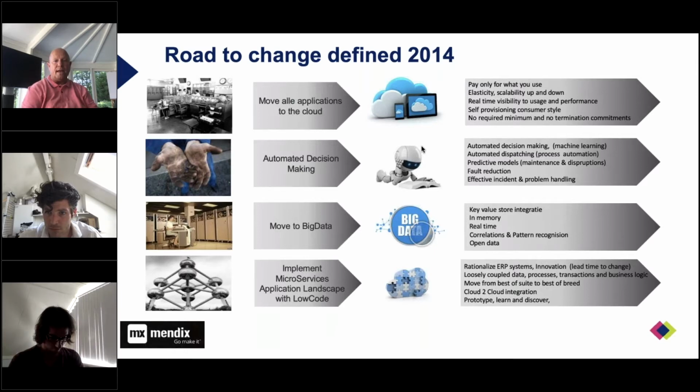Move everything to big data as well. Make sure that you have key value store integration, which is very important in that part. And if you then go to the software development, we went into a new type of vision that we had to rationalize our ERP systems, keep the core clean, and try to implement microservices on top of them, which are decoupled, having autonomous value, and then can create the value that you need for that moment.